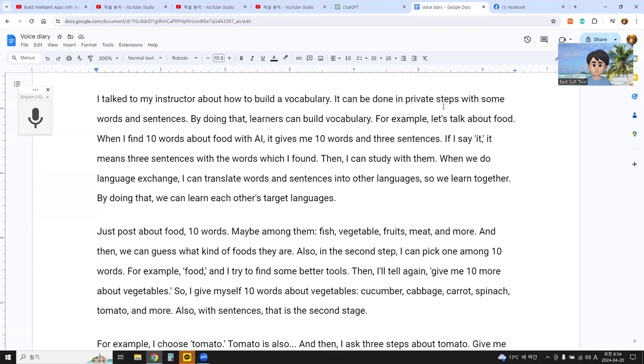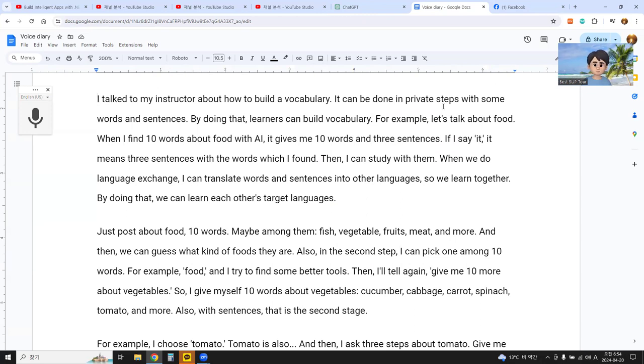I talked to my instructor about how to build a vocabulary. It can be done in steps with some words and sentences. By doing that, learners can build vocabulary. For example, let's talk about food. When I ask AI for 10 words about food, it gives me 10 words and 3 sentences, using the words which I found.